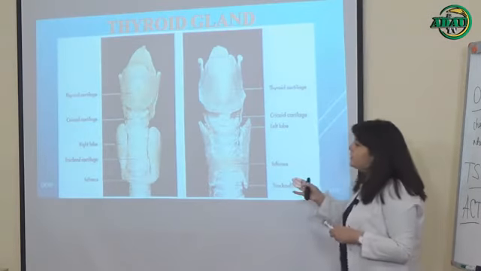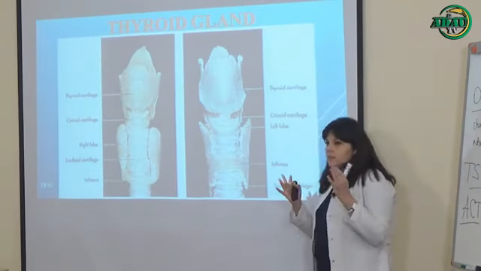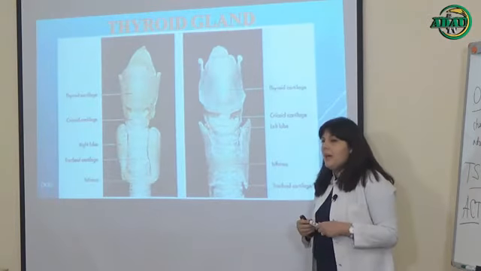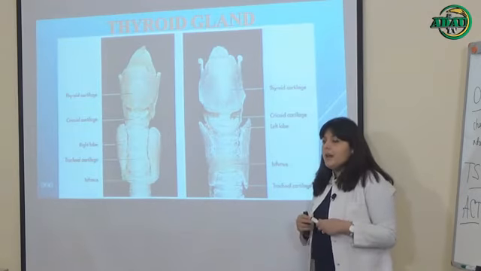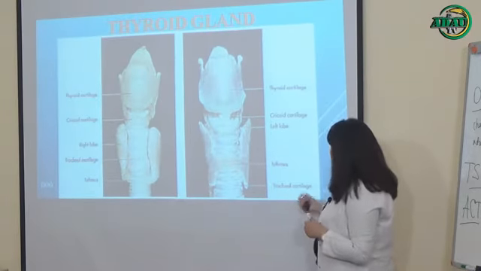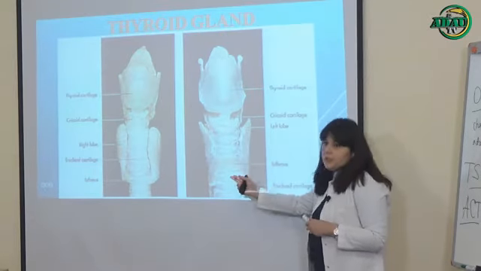The connection of these lobes can be by connective tissue, or it can be glandular. In most animals, this connection is by means of connective tissue. But here you can see that in the goat there is glandular tissue.